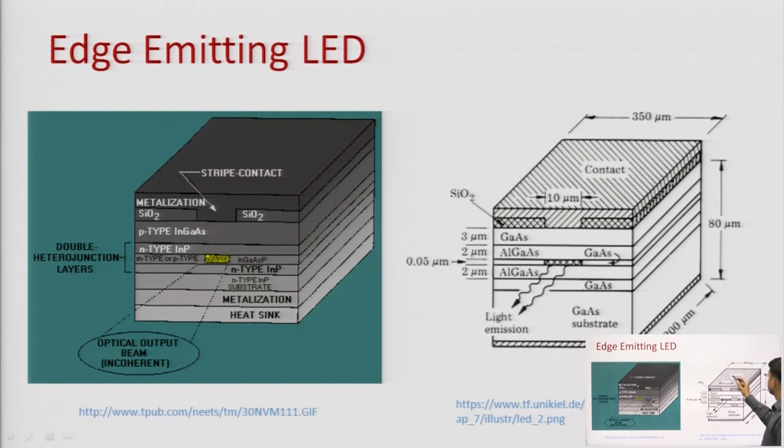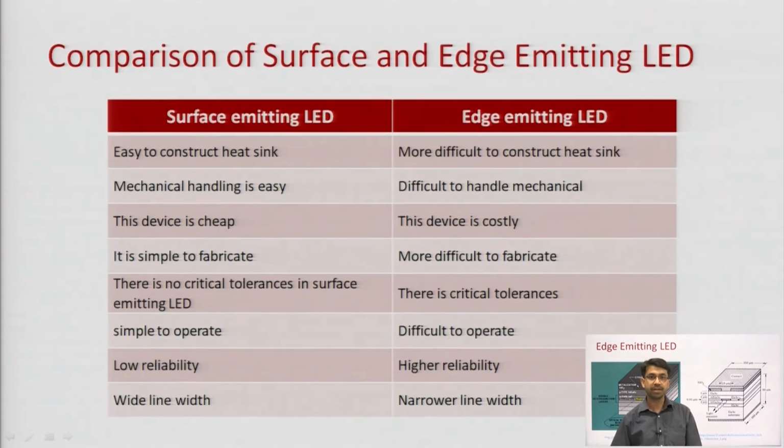Dimensions are shown here, it is very small, even smaller than a millimeter, right, 350 micrometers, width is 80 micrometers, this is 200 micrometers, and again this is a heterojunction LED. You can see aluminum gallium arsenide and light comes out from this edge, and these are metal contacts. Okay, so let us discuss what are the differences between these two heterojunction LEDs, surface emitting and edge emitting.